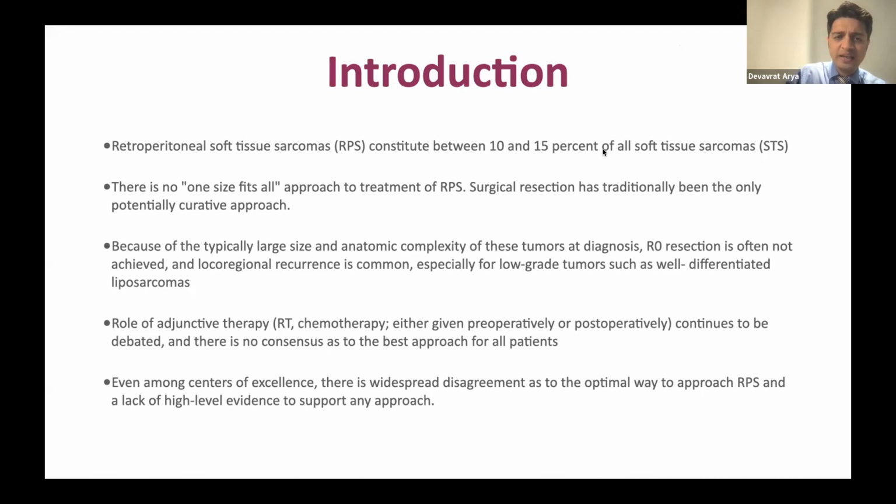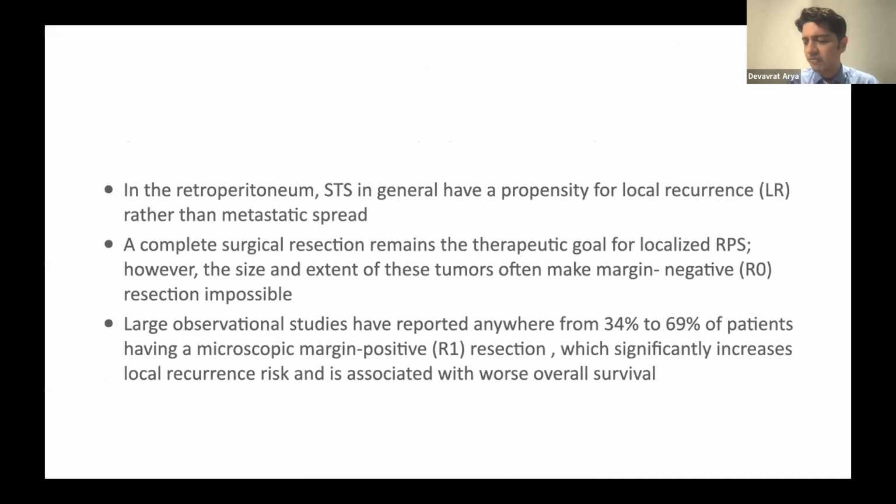And I think what we've seen in different centers of excellence is also the fact that there is a variation in practices, and there's a lot of difference of opinion. We've seen Dr. Sameer talk about the data regarding how retroperitoneal sarcomas have a propensity for local recurrence rather than metastatic spread, particularly for the lower grade ones. And while complete surgical resection remains the therapeutic goal, R0 being impossible at times, we also know from large observational studies that patients who undergo surgery but have an R1 resection seem to have worse local recurrence and eventually worse overall survival.